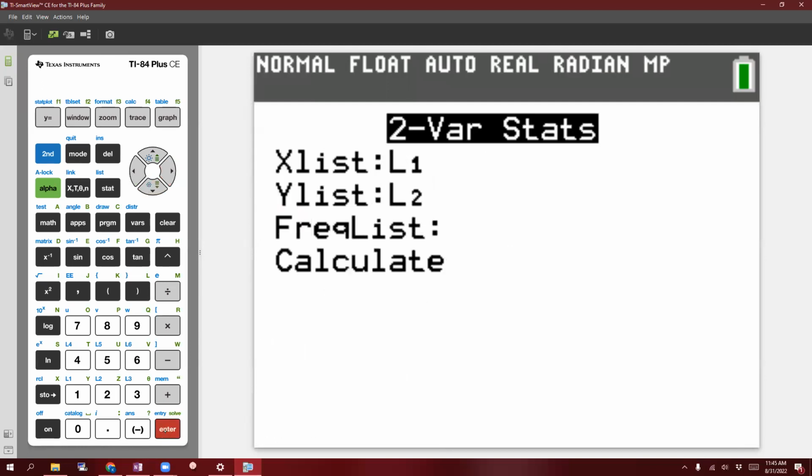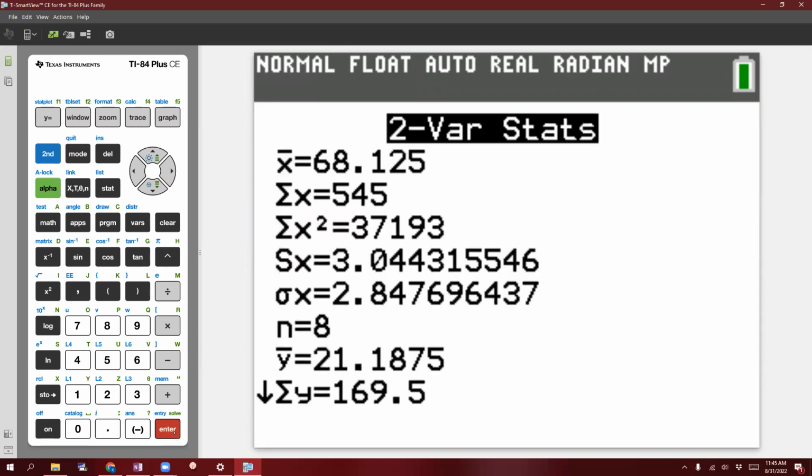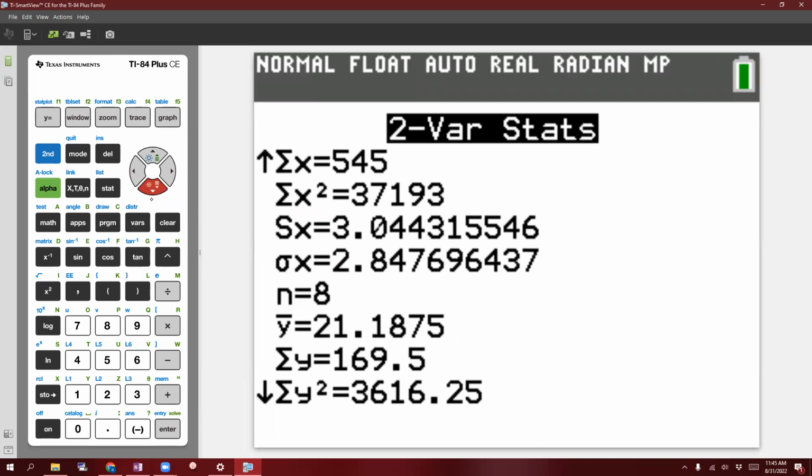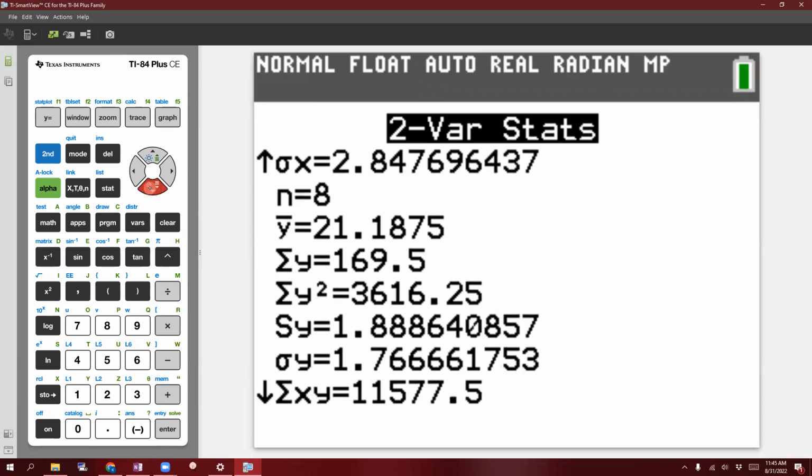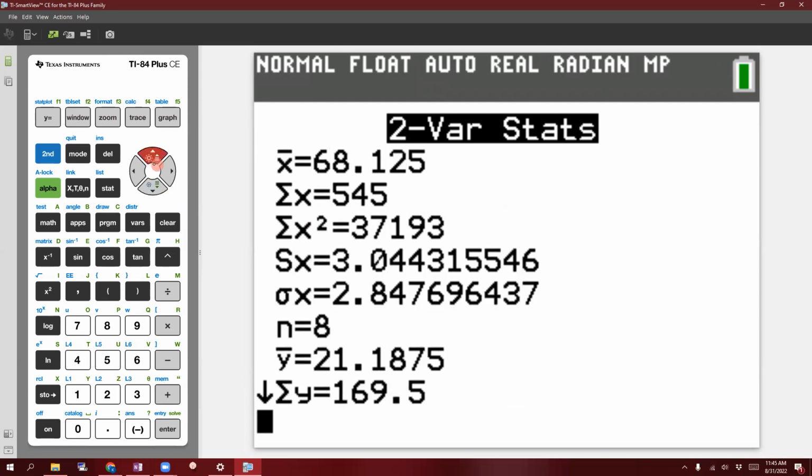So I plug in my x list, I plug in my y list, calculate that, and there it gives me an average x, an average y, a standard deviation for my x. And if I scroll down, there it is, standard deviation for my y. So it gives me all the information I need to find those z-scores. So my x bar is 68.125. My y bar is 21.1875.